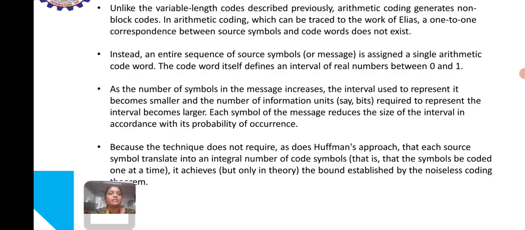So as the number of symbols in the message increases, the interval used to represent it becomes smaller and the number of information units, that is bits, required to represent the interval becomes larger. Each symbol of the message reduces the size of the interval in accordance with its probability of occurrence. Because the technique does not require, as Huffman's approach does, that each source symbol translate into an integral number of code symbols.